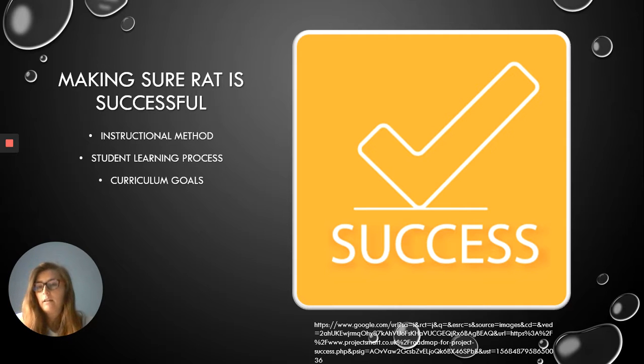And the last part is curriculum goals. And this is just knowledge that is gained and applied, experiences for the students that are gained and applied, the typical outcomes you want at the end of a normal lesson. Making sure all of those curriculum goals, the student learning process needs, and also teacher needs, making sure all of those are met for a successful RAT model.